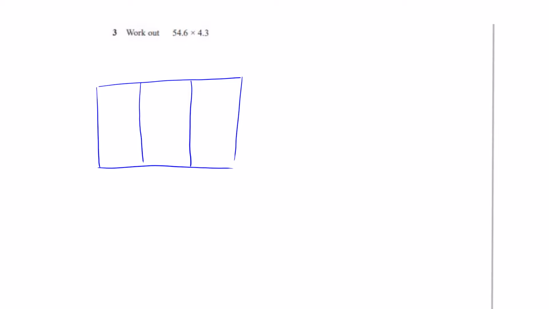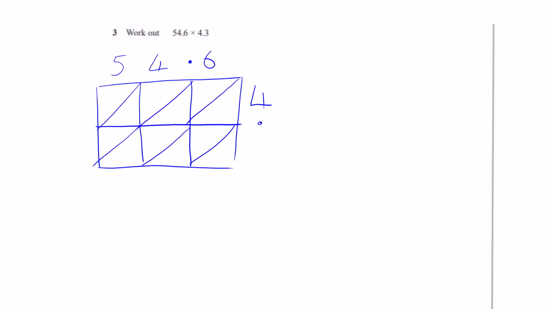Moving on to question 3. We want to work out 54.6 times 4.3. Knowing that this paper is non-calculator, we can't just type it into a calculator. So my method, and there are many different methods you can use to do this, is Napier's bones, sometimes called the grid method or another name. So we have our grid lines in, and we're going to write 54.6 here and 4.3.